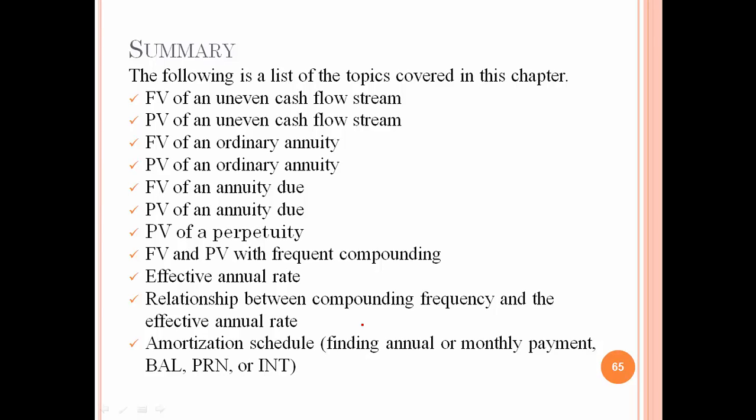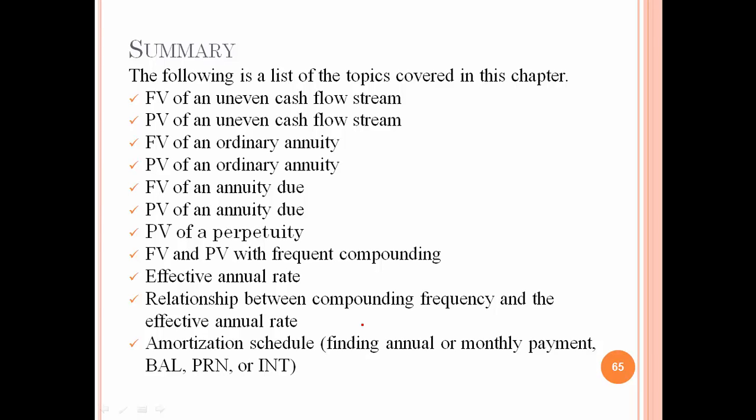To summarize the whole chapter 5, here we have a list of topics covered in this whole chapter. And by the way, if you look at the whole chapter 5, you notice it's really long. It has more than 60 pages, and it covers a lot of topics. So we are talking about future value and present value of uneven cash flows. We're talking about future value and present value of ordinary annuities and also annuity dues. We also talk about present value of a perpetuity, which basically is an annuity that goes forever.